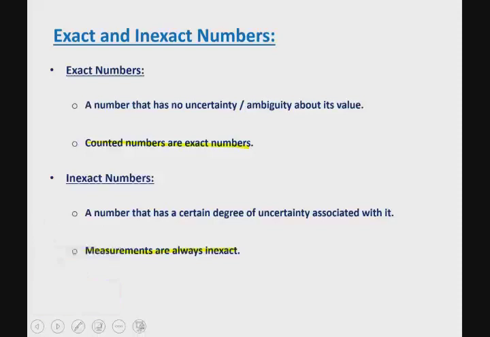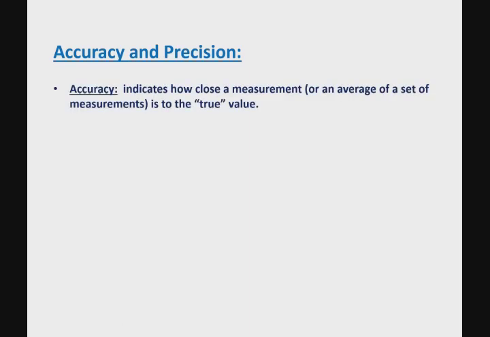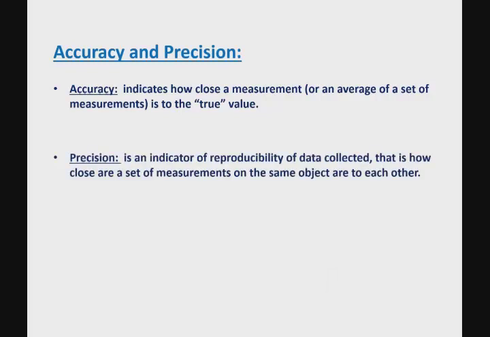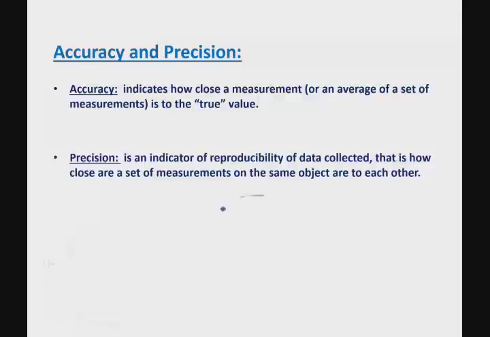This also then brings us to a couple of other terms that need to be defined and understood: accuracy and precision. Accuracy is a term that identifies how close a measurement or an average of a set of measurements is to the actual value of that property. Precision, on the other hand, is a term that represents how close a certain set of data are to each other. For example, let's consider a dartboard.